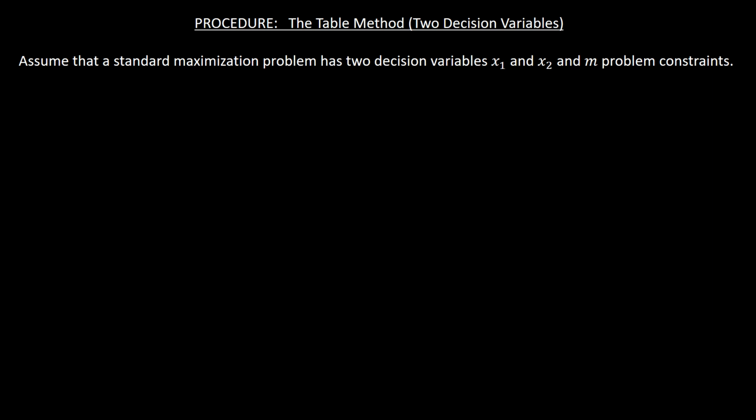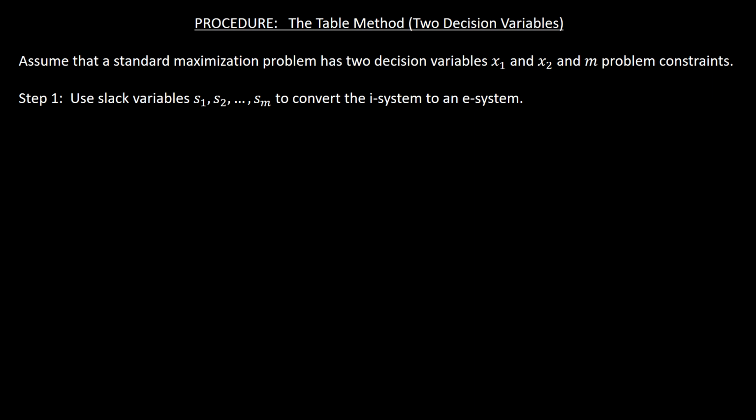Now we're going to look at the procedure for the table method with 2 decision variables and m problem constraints. Now, this does not include the non-negative problem constraints. We're going to look at 4 steps. The first step is converting the I system to an E system by using slack variables s1 through sm.